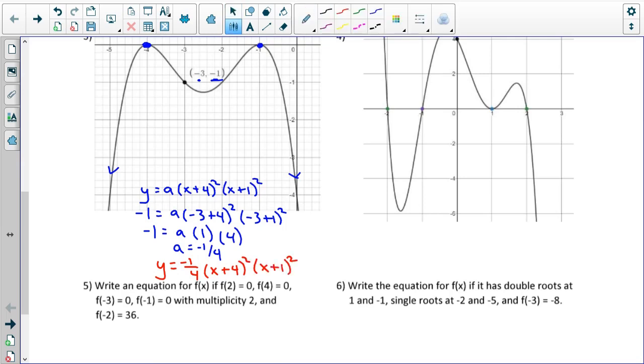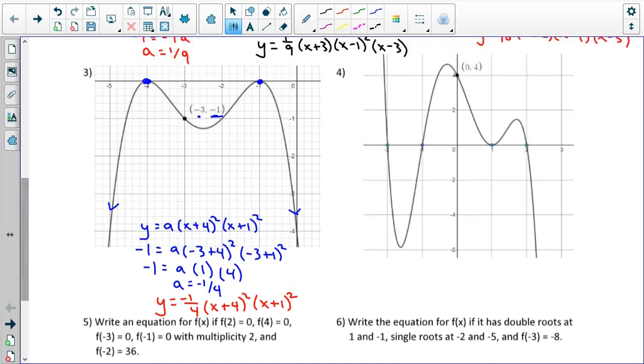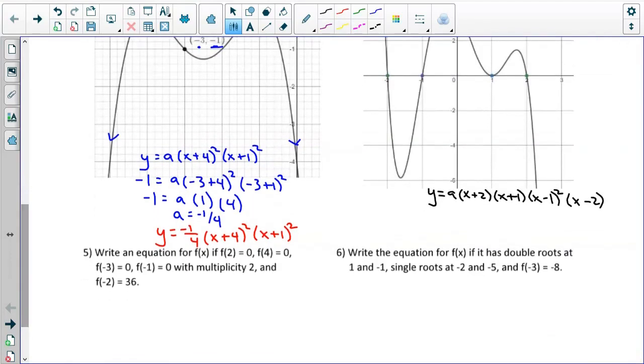Fourth problem. I appear to have a y-intercept at 4, and then I have single roots at -2. So x plus 2, x plus 1, then x minus 1 is a double root, so my factor x minus 1 is squared, and then I have x minus 2 as another factor due to my root at 2. I substitute in 0, 4.